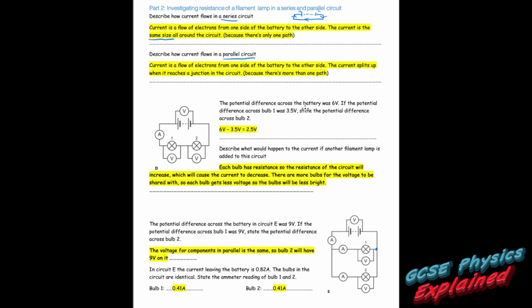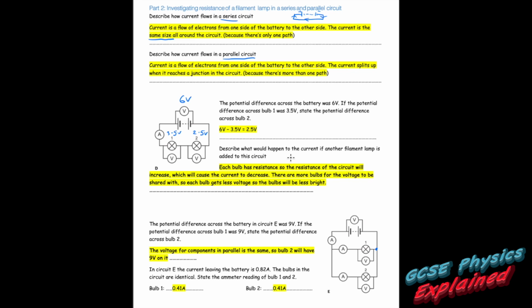The potential difference across the battery was 6 volts. If the potential difference across bulb 1 was 3.5 volts, state the potential difference across bulb 2. So if we are putting 6 volts into the circuit and the voltage across bulb 1 is 3.5 volts, well, what goes in must come out. So if we take the 3.5 away from the 6, we'll discover that this is 2.5 volts.